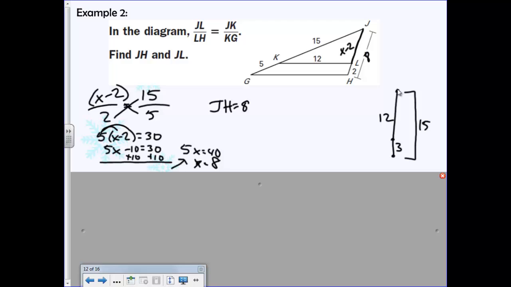And then it says find JL. Well, where's JL at? Right here. It's x minus 2, right? My x value is 8, minus 2 gives me 6. JL is 6, JH is 8.